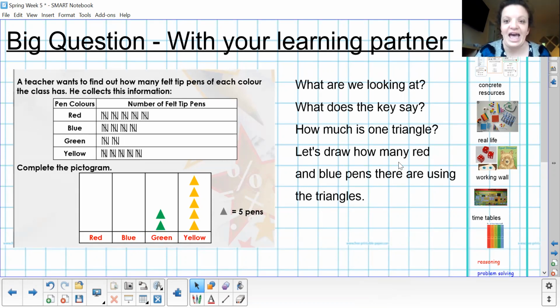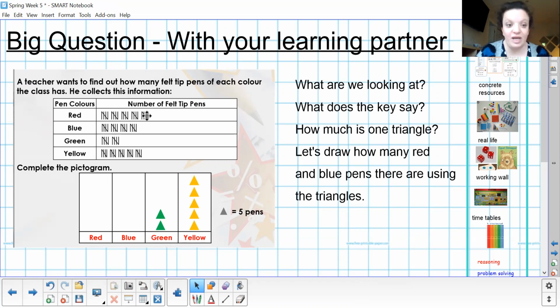So let's start with how many red pens are there? Now let's remember this picture. We've got 4 lines and then a line going across it. What does that make? Tell me. Well done, I heard someone say it. It makes the number 5. So each of these pictures are 5s, and we haven't got any extra ones, so we can just count in 5s with no extra add-in. Let's go. 5, 10, 15, 20, 25.